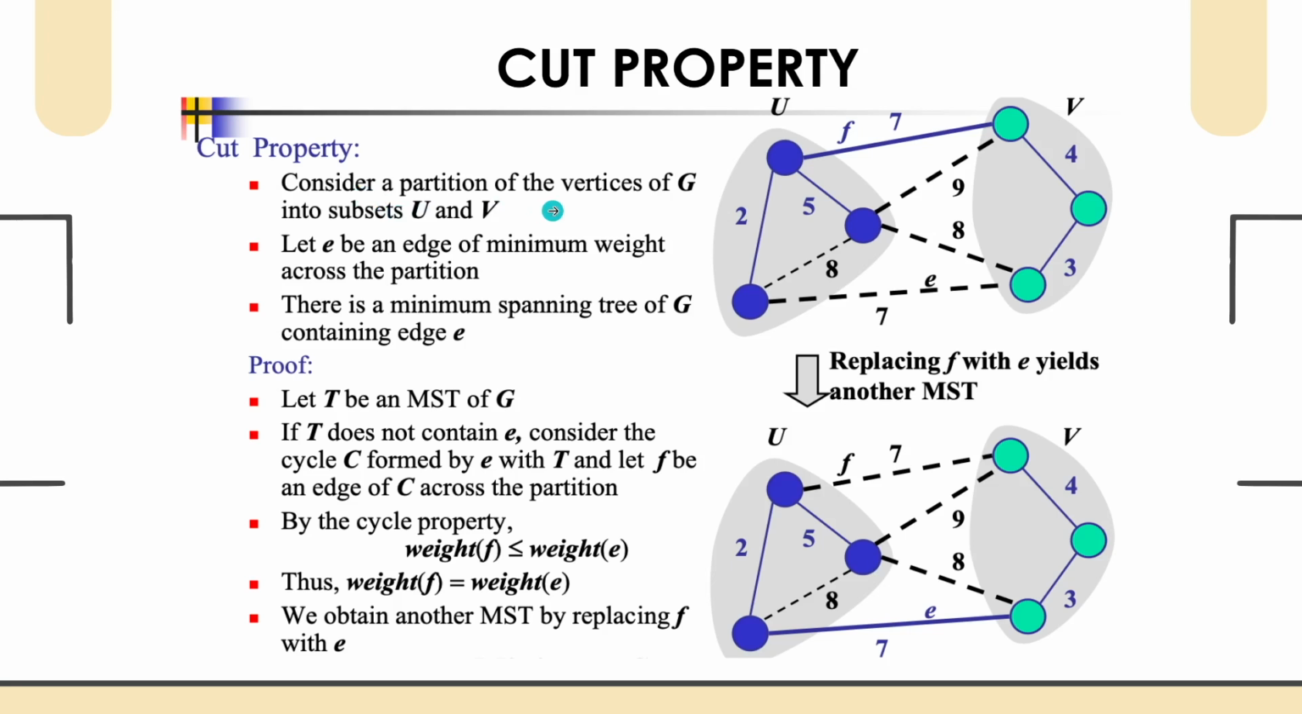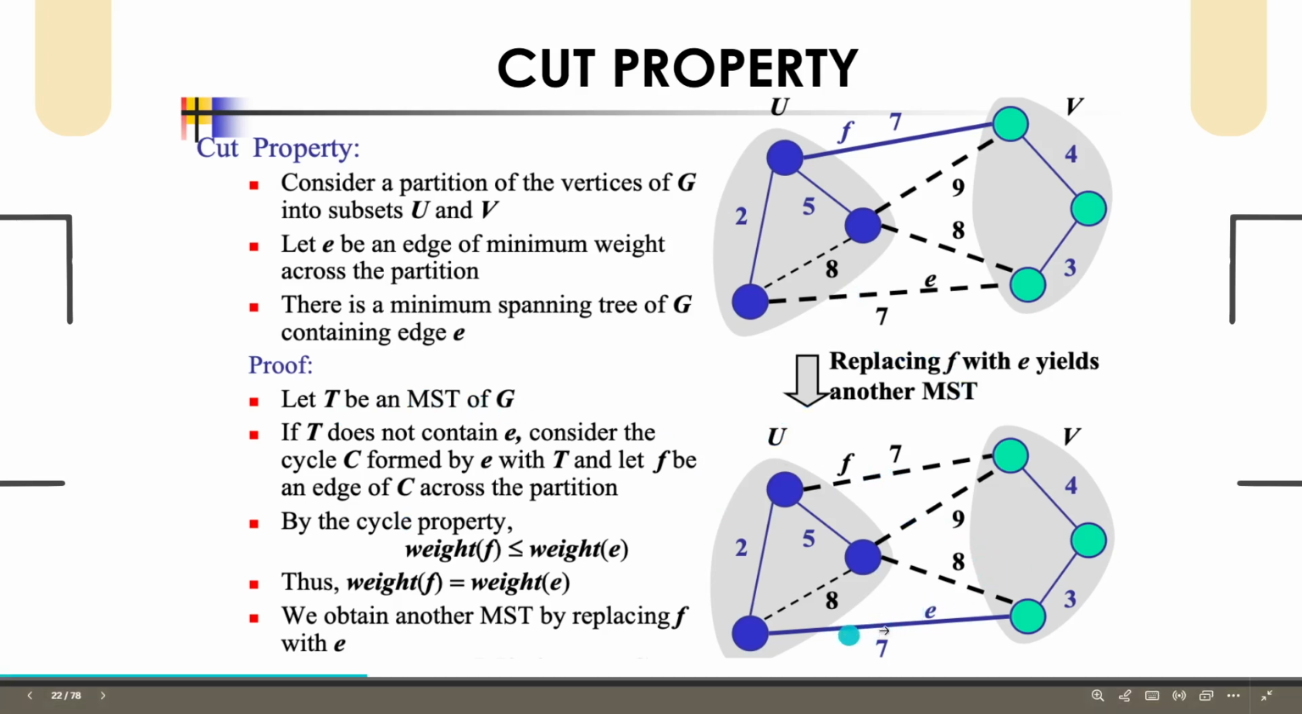So, consider a partition of vertices of G into two subsets U and V. Let E be an edge of minimal weight across the partition. There is a minimum spanning tree of G containing this edge E. There will always be a minimum spanning tree of G that includes this particular edge E. As an example, let T be the minimal spanning tree. We have a spanning tree, and whatever lines you see here as bold are part of the tree.